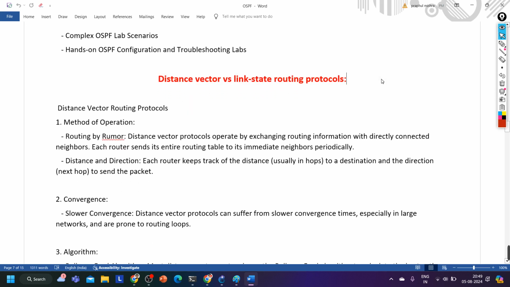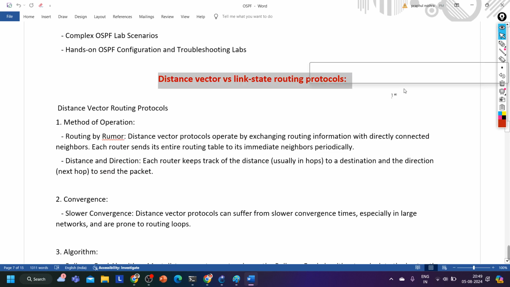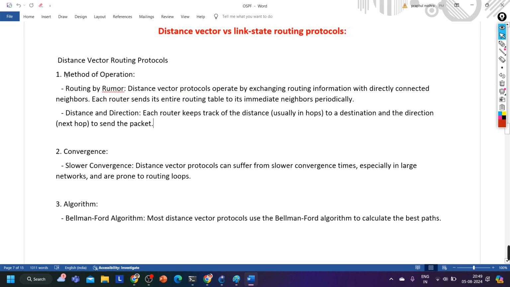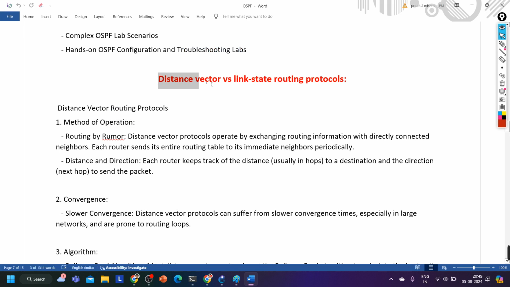After that, the difference between link state and distance vector routing protocols. You already know the difference, right? I'm not going to discuss it over here. First is the method of operation. Distance vector routing protocols perform routing by rumors, meaning all routers are dependent on their neighbors. A router doesn't have complete information of the topology.